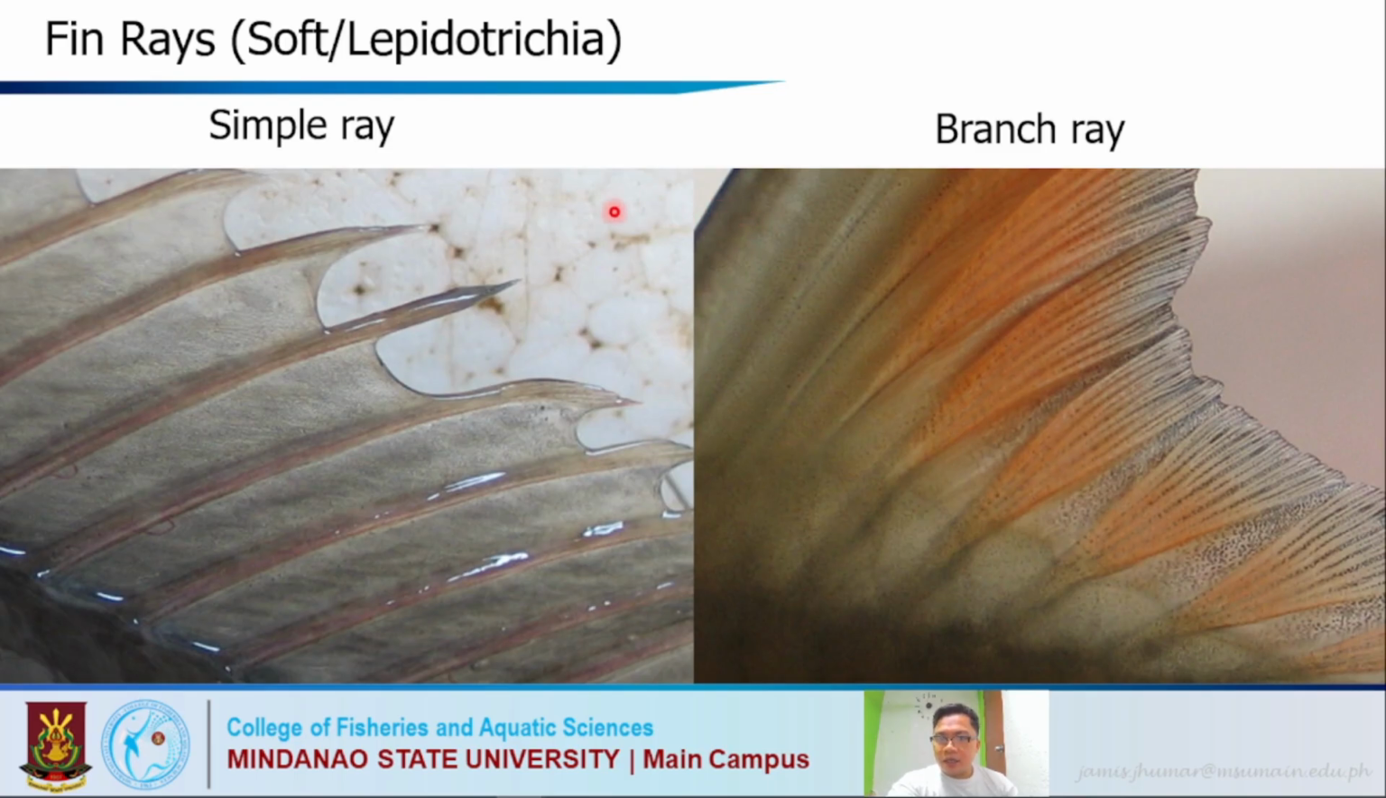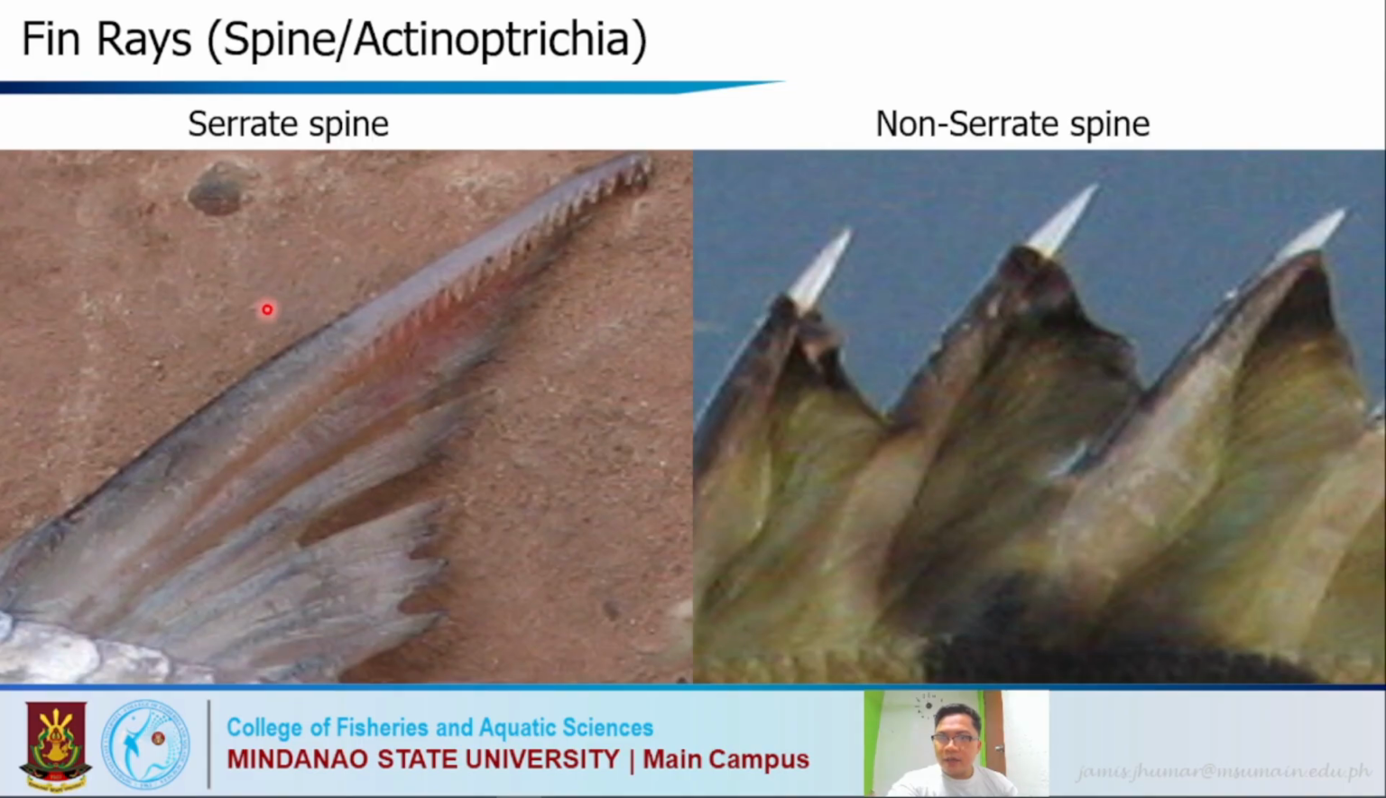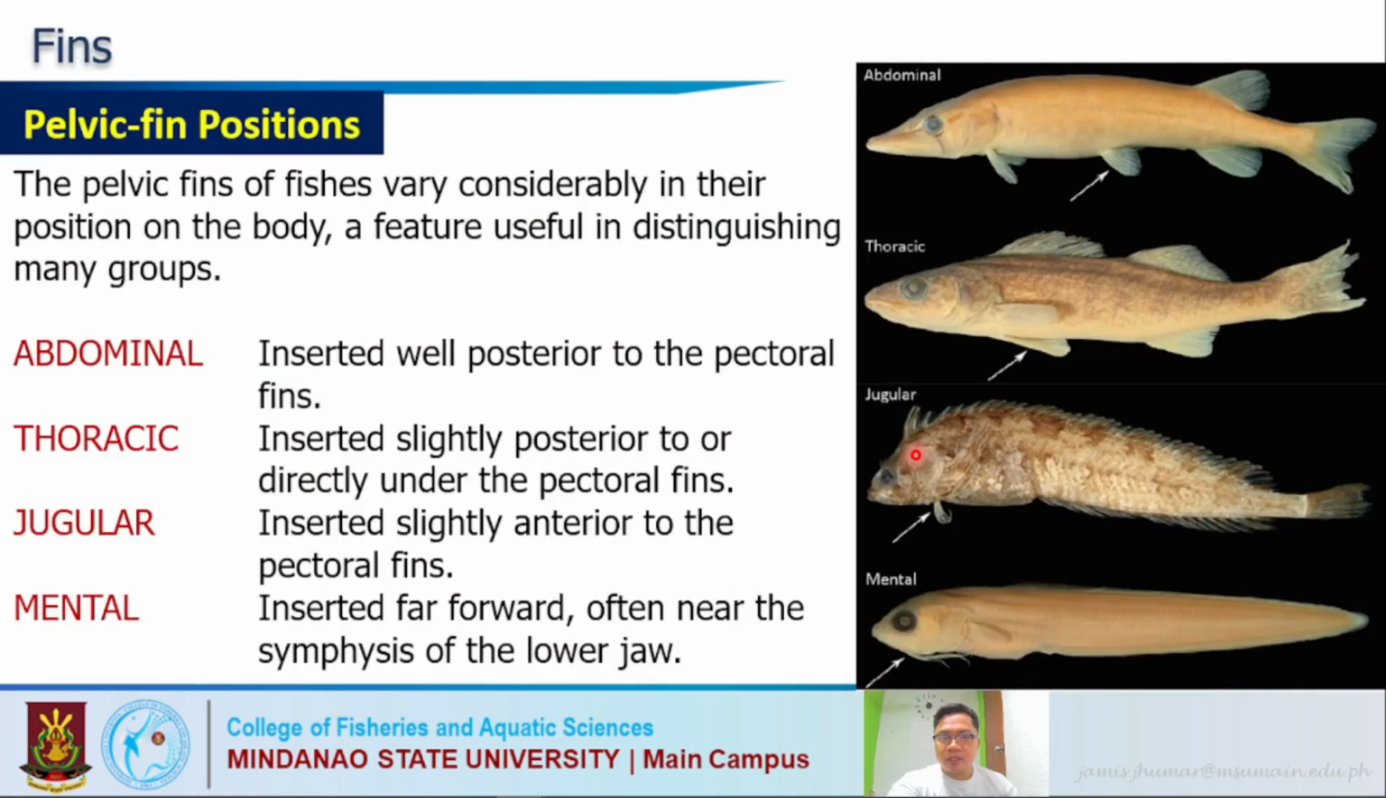fin rays. Again, this is how it looks if it does have a simple ray, just the spines. And this is a branched ray. So as you can see, one ray here, there are different branches of fins here. And then this is another configuration with respect to the serrated spine or the non-serrated spine. So those are different configurations with respect to their adaptations also to the surroundings.